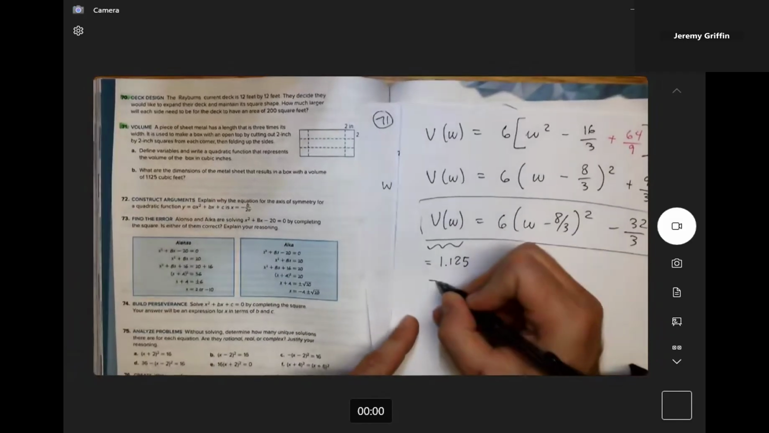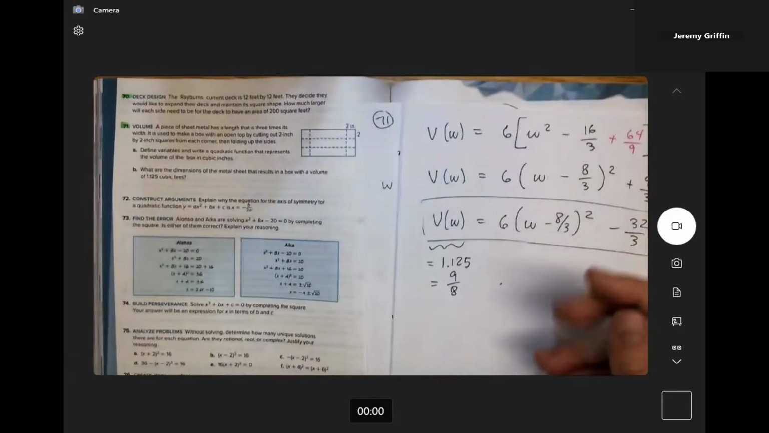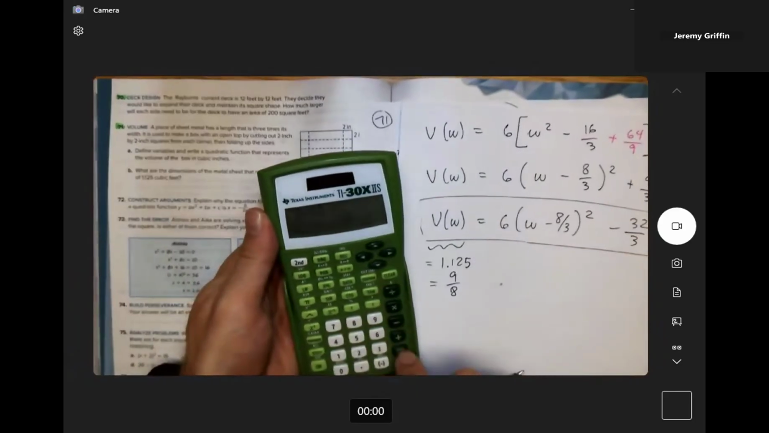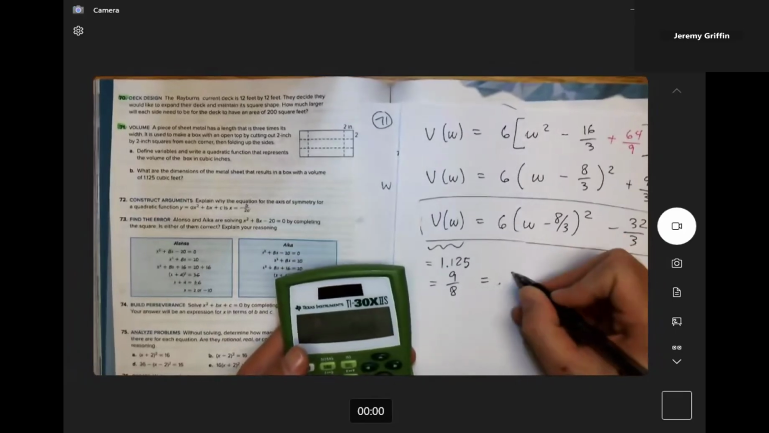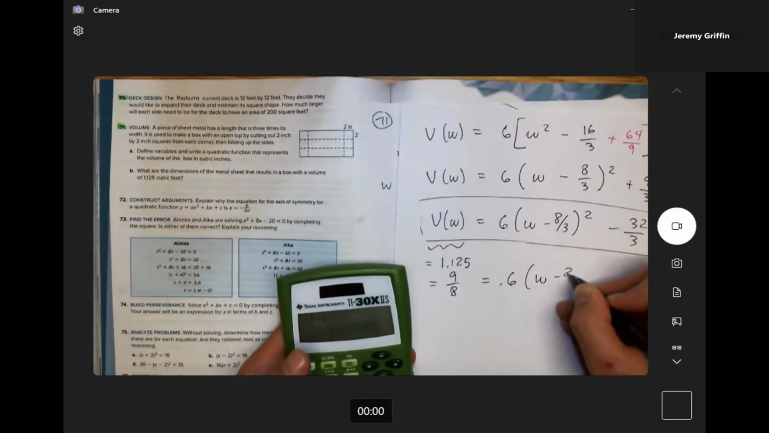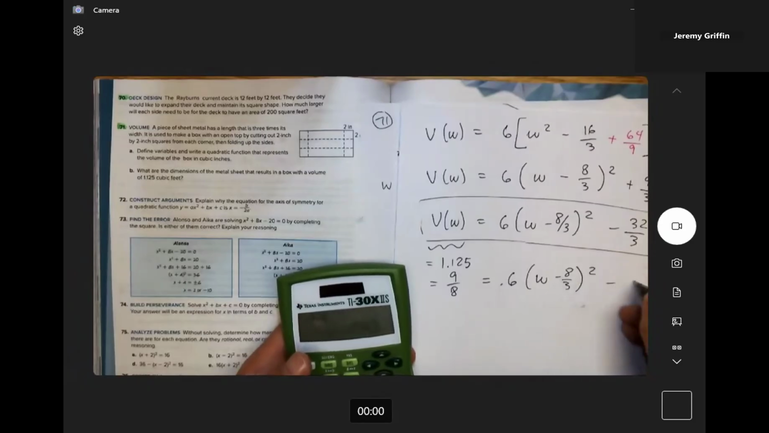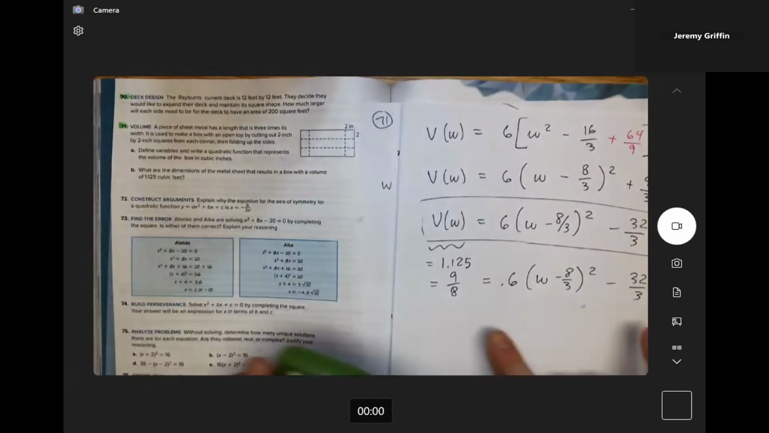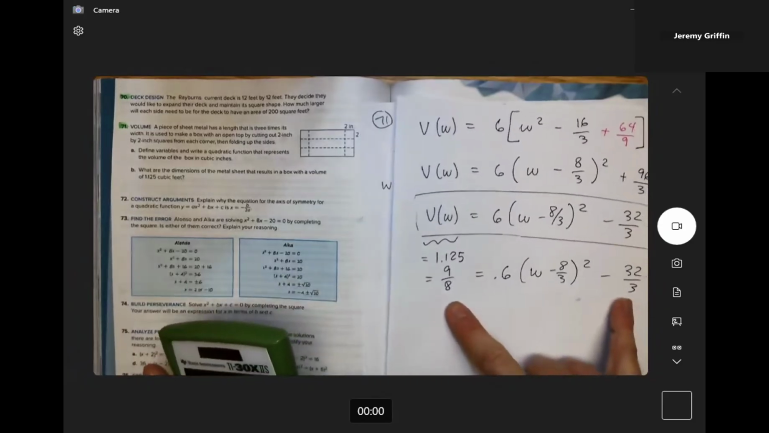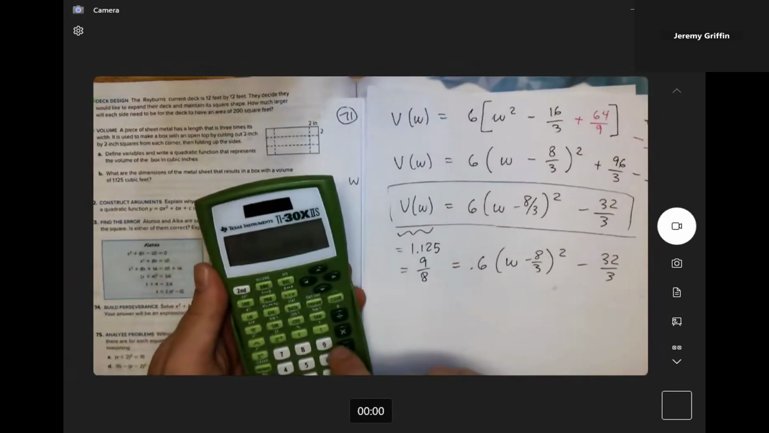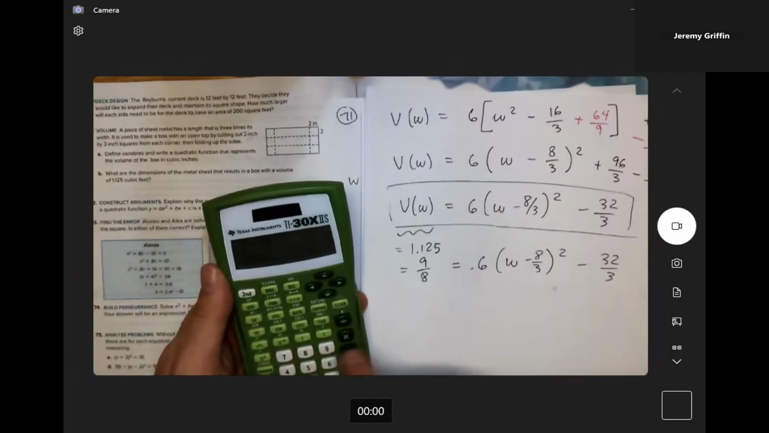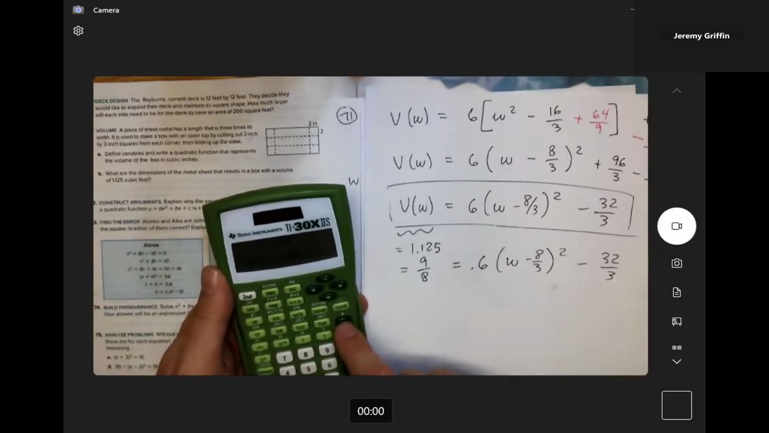By the way, this is the same thing as 9 over 8, I think. Let me double check. Is that 9 over 8? Yeah, it sure is. So maybe that's helpful. I don't know. Okay. 9 over 8 equals 6w minus 8 over 3, quantity squared, minus 32 over 3. Okay, yeah, we're getting to really wacky territory because the common denominator here would be 24. Here, let me see what I get on the calculator. I'm just going to add plus 32 over 3.